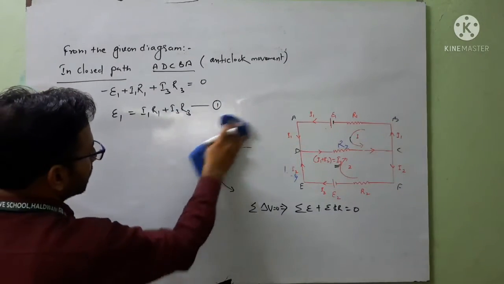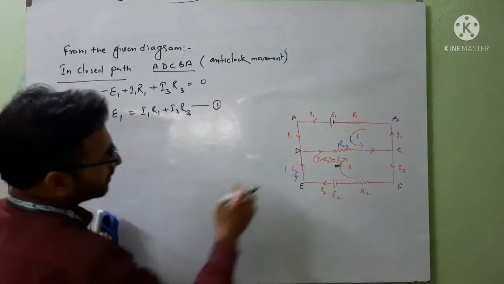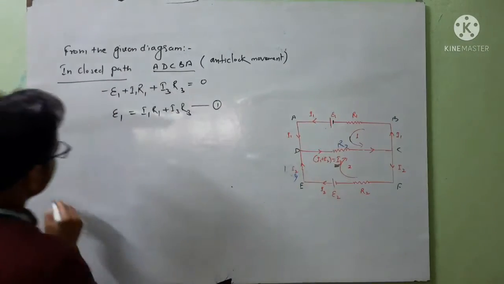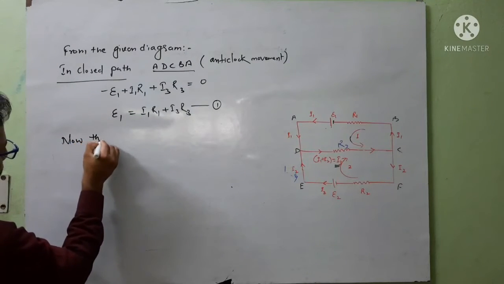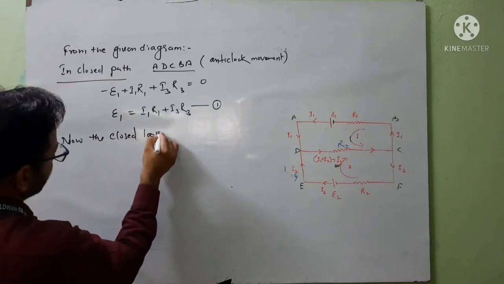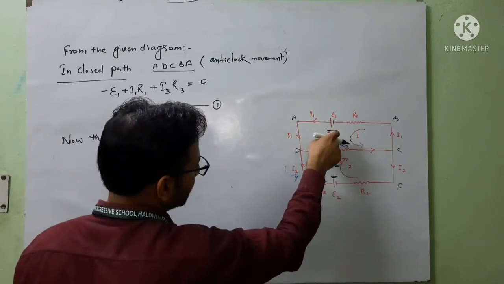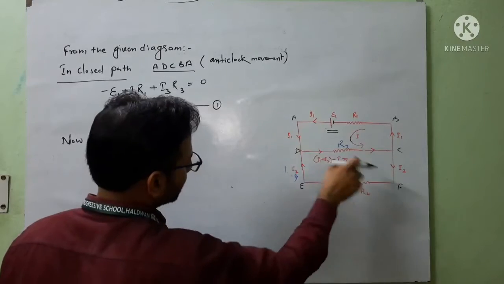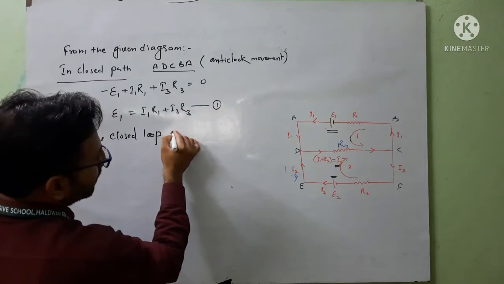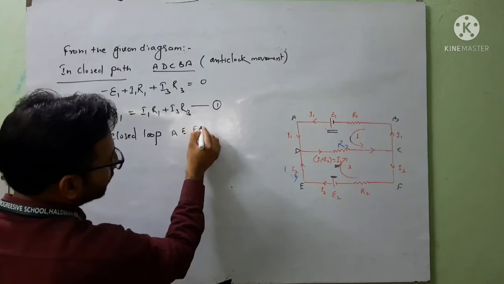Now we will go to the next loop, now the big loop AEFBA. The closed loop will give a relation. We want a relation between E1 and E2, so that's why I first took this single loop, and the second time I will take the complete one. So this one, you can take this one also, A, EFBA.